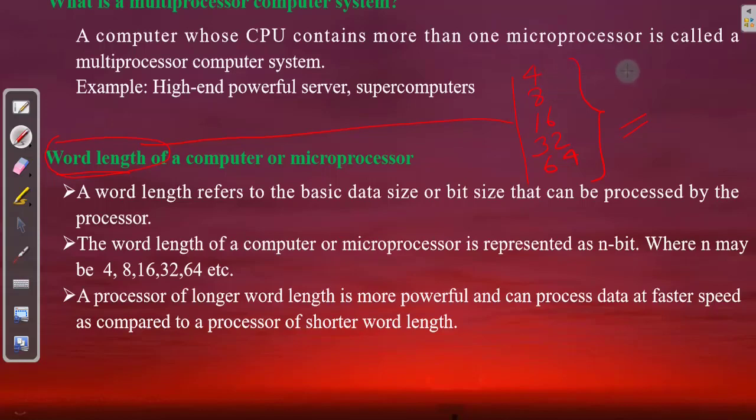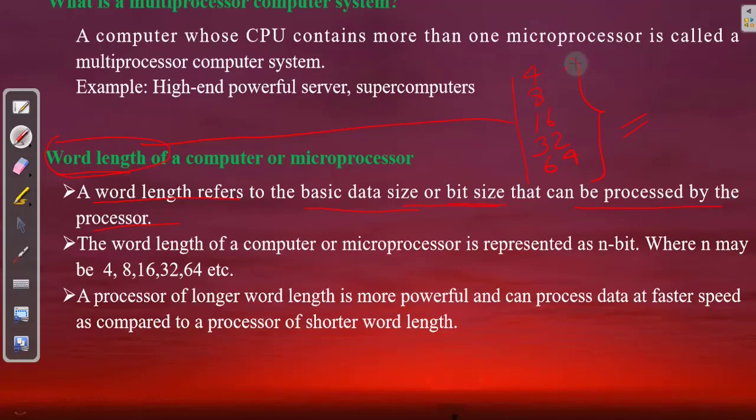So if I say a 4-bit microprocessor, instead of saying 4-bit microprocessor, you can also say 4 word length microprocessor. So whether you say word length or you say 4-bit microprocessor, they mean the same thing. Even by the definition you can see here, a word length refers to the basic data size or bit size that can be processed by a processor. So what is word length actually? It is the data size or the bit size which a processor is capable of processing.